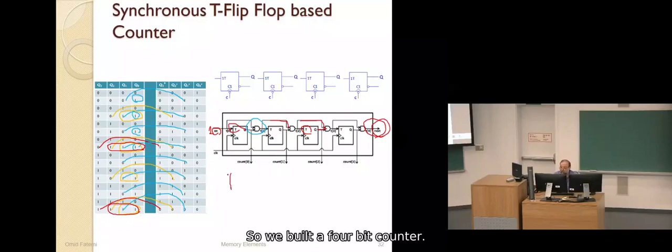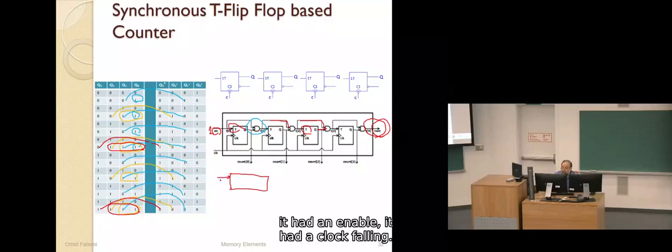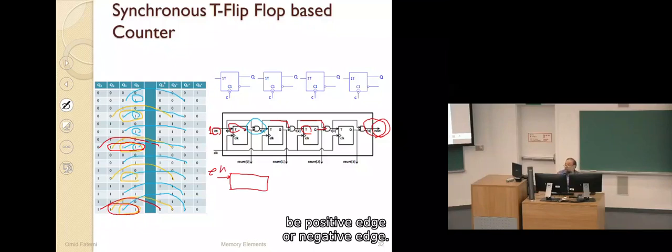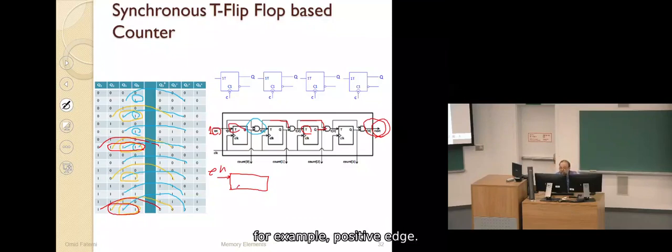We have a counter. So we built a 4-bit counter. It had an enable. It had a clock, a falling edge. Okay, in this design, the clock could be positive edge or negative edge. It doesn't matter. Both of them work. But for the previous design, the clock should be falling edge to work because Q from 1 becomes 0. So that design. But here, clock could be, for example, positive edge.